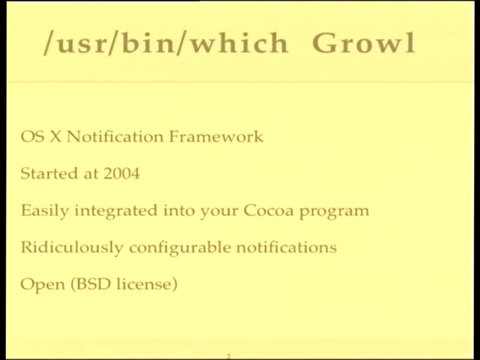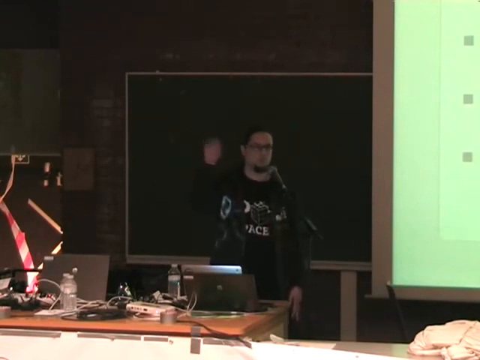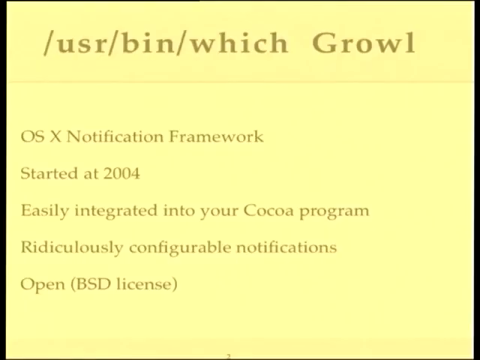And they thought, hey, what we should do is make it really easy to send a notification to the user. The simple pop-up notification that has a title and a description. And we should make it really easy for developers to add this to their own applications. So that's why it's easily integrated in your program. I'm going to show how, and it's really 3 lines of code.